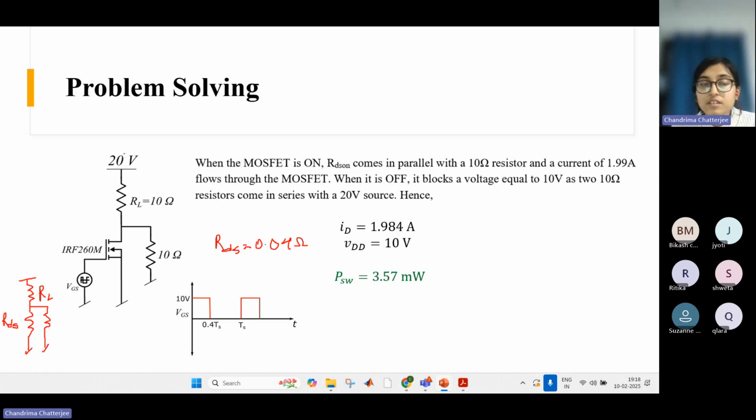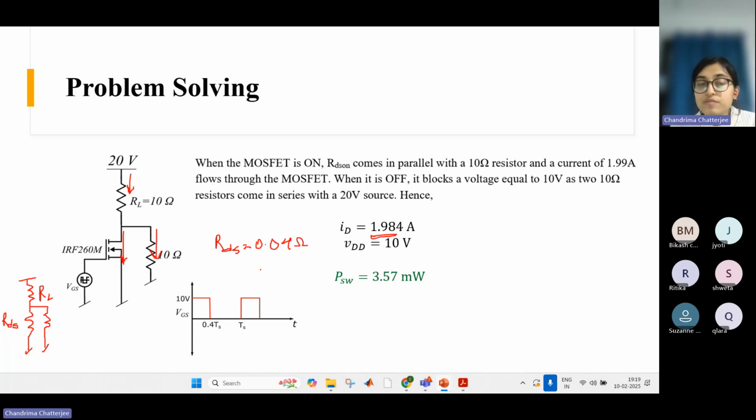And if you divide 20 by the equivalent resistance, you will get the current through this path. And this current is getting divided between this MOSFET and this other resistance. Most of the current will obviously flow through the MOSFET because RDS on is much less than this resistance. So the current value is 1.984 ampere. You can solve this.